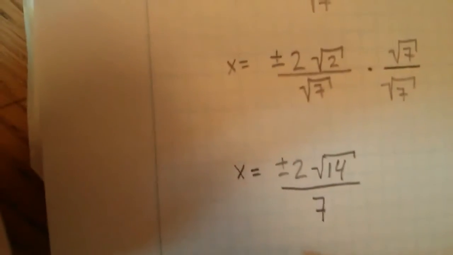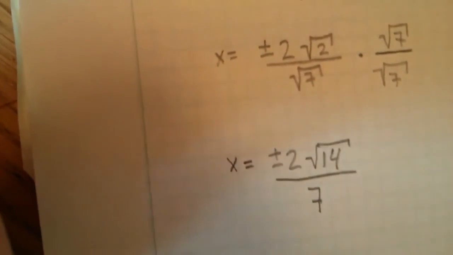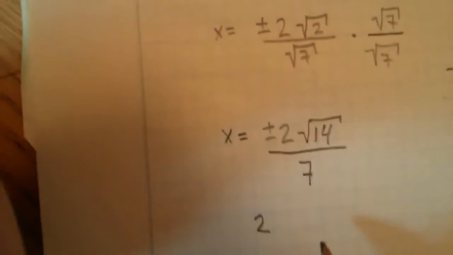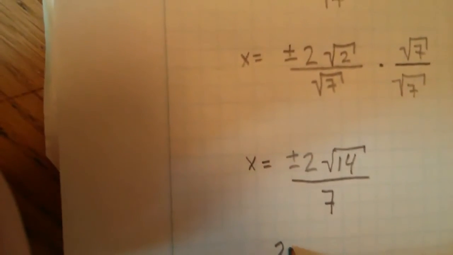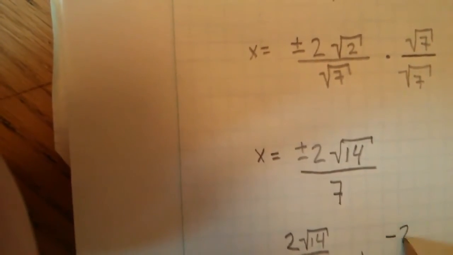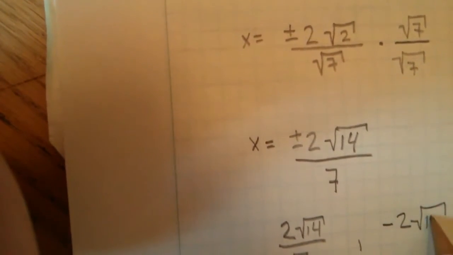But here's how we're going to write the answer, right? Because it asks you to give it as 2 possibilities. So the first is positive. When you have a positive, you don't have to write the plus. You just go 2 square root 14. Make sure that that's over 7. And your second answer is going to be negative 2 square root 14 over 7.